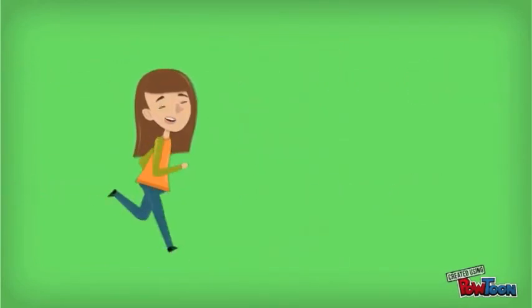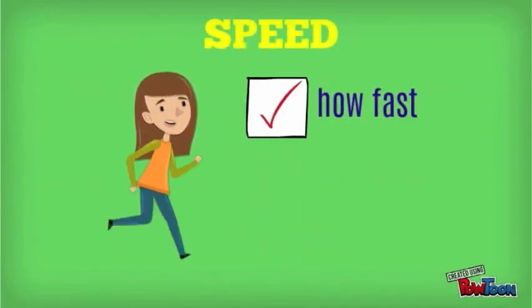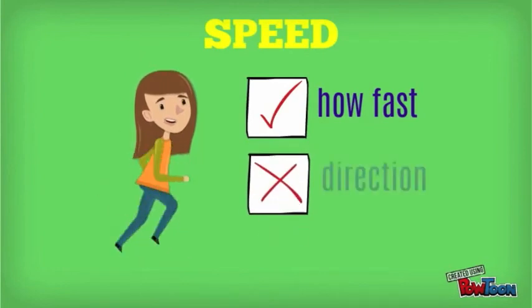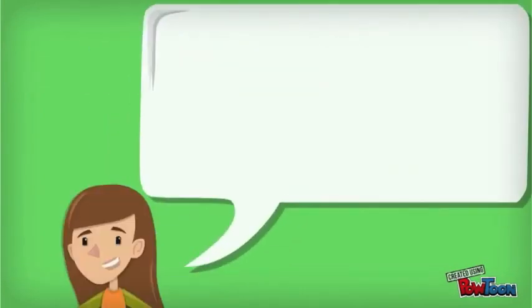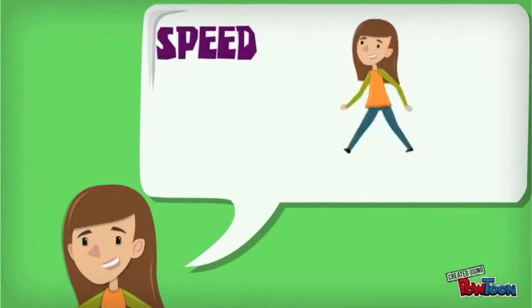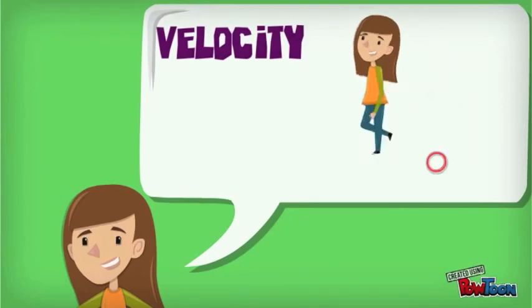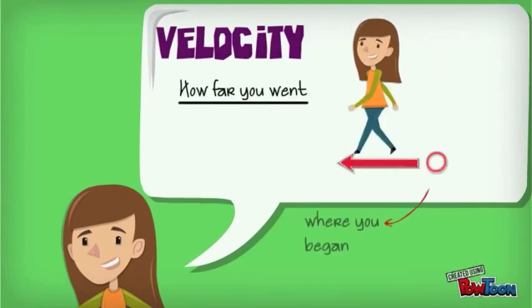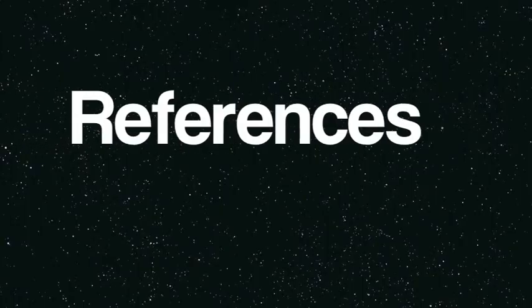Through the experiment, it was also observed that speed is affected by how fast the person really runs, and is not affected whether the person is running towards the right or towards the left. Hence, we can say that speed is the ratio of how far you step and how quick you step. As for velocity, it is the ratio of how far you went from where you began and how quick you got there. References.